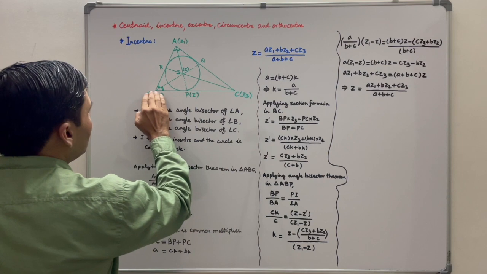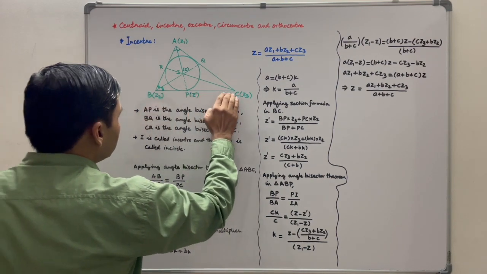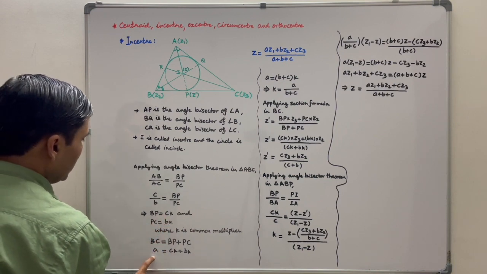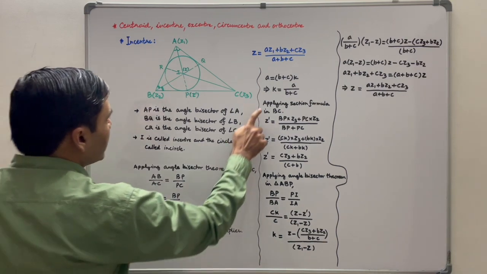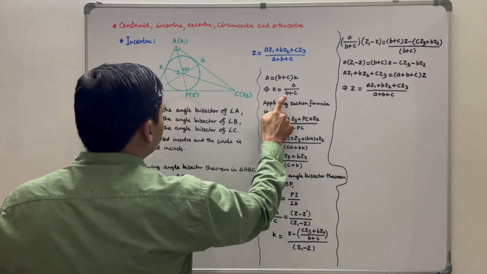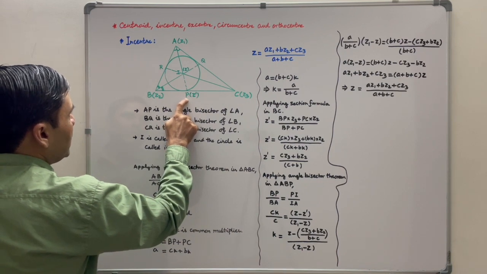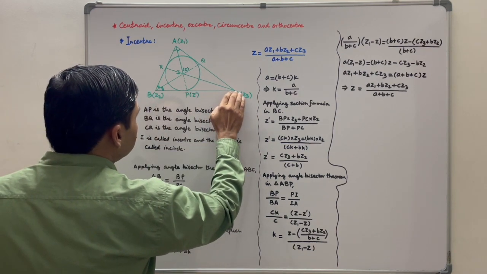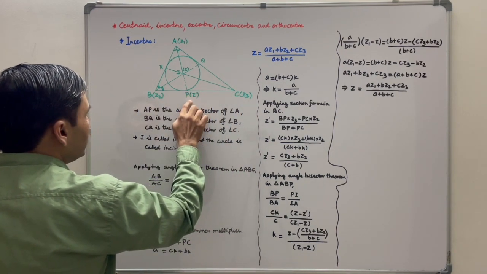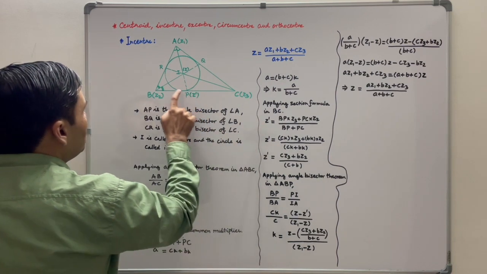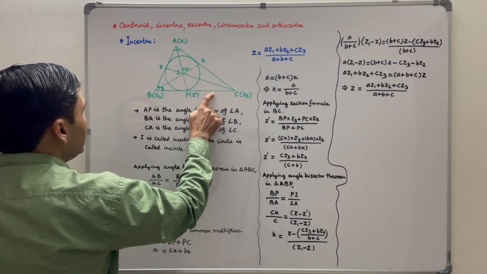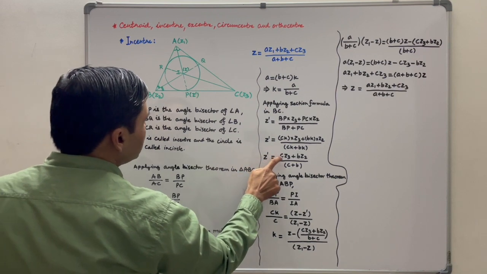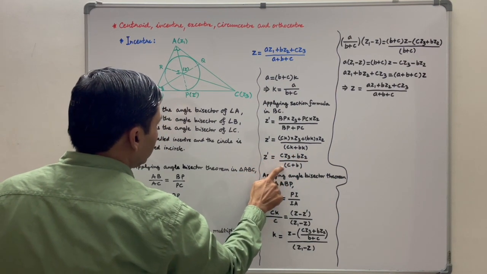Also, BC is equal to BP plus PC. BC is equal to a, BP is equal to ck and PC is equal to bk. So a is equal to ck plus bk, or k is equal to a upon (b plus c). Let us say point P is represented by complex number z dash. So we can apply the section formula in BC to figure out z dash and say that z dash is equal to (BP into z3 plus PC into z2) upon (BP plus PC), or z dash is equal to (c z3 plus b z2) upon (b plus c).